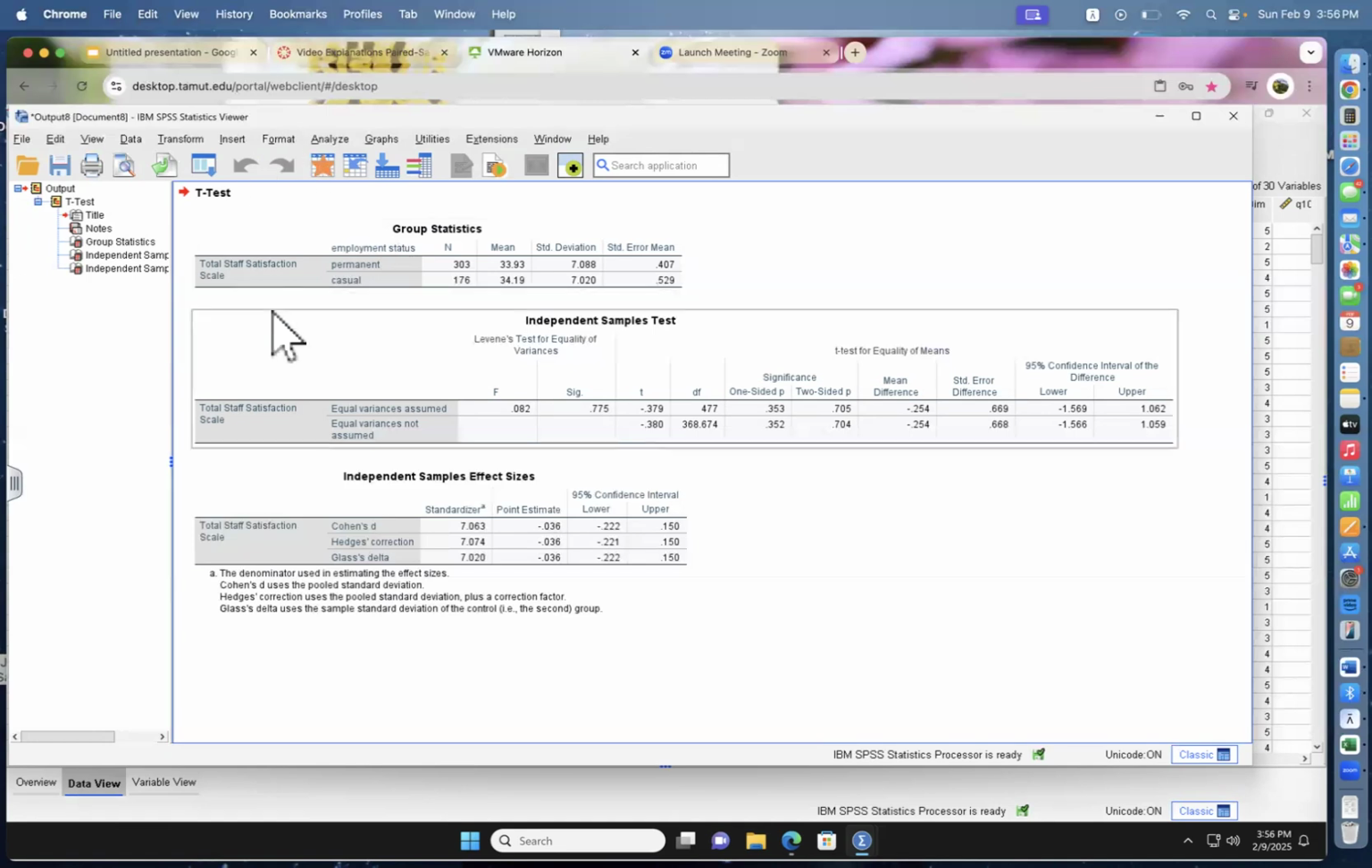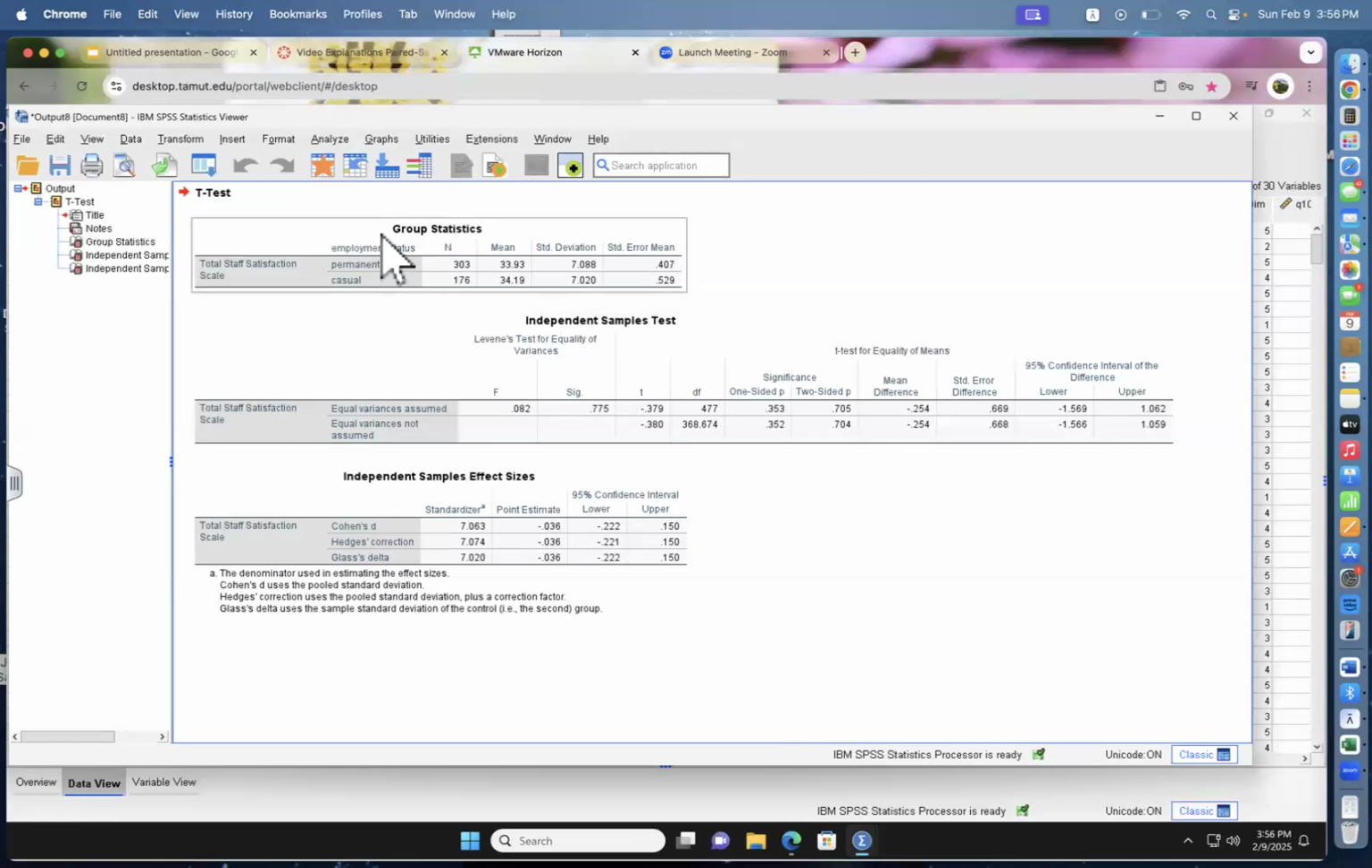What's the normality of them? Normality is fine. And are they random? Yes, they are random because I'm just pulling from what I have. So I'm going to look at these statistics here, my group statistics. I have 303 and 176, and my means are here, 33.93 and 34.19. And I've got my standard deviation. So my t-test for equality of means.